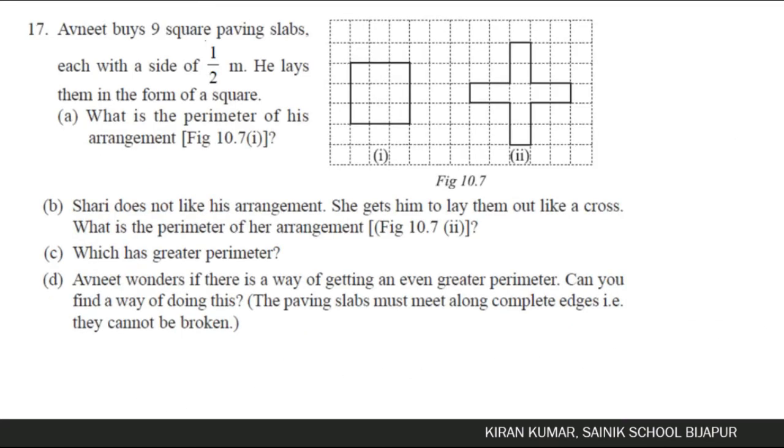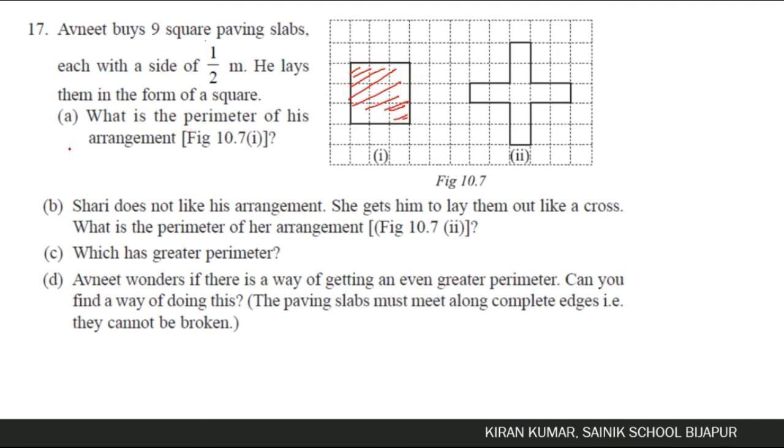Question number 17. This is the last question of the exercise. Avneet buys 9 square paving slabs, each with the side of 1/2 meter. He lays them in the form of a square. What is the perimeter of his arrangement in the figure 10.7, first one? This figure, I'll just shade this. This is nothing but a square. The reason is it's covering 3 boxes towards column as well as the rows.